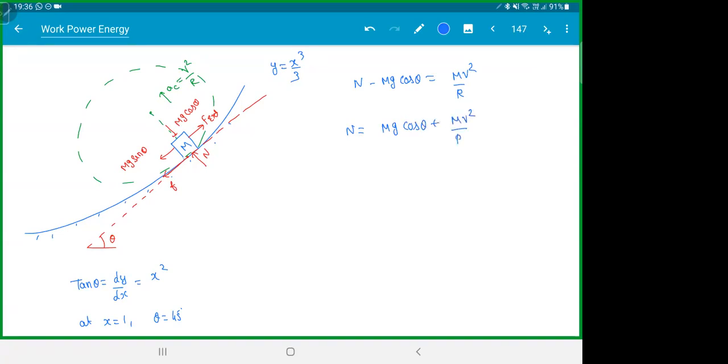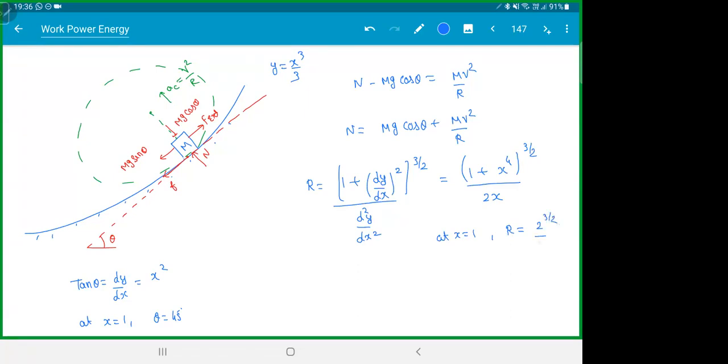V ka value, you know. What about r? R is the radius of curvature. We have to use (1 plus dy by dx whole square) to the power 3 by 2 over d square y by dx square, the mathematical formula for radius of curvature. Hope you remember this. If you substitute here, dy by dx will be x square, so x power 4, power 3 by 2, and this will be 2x. At x is equal to 1, radius would be 2 to the power of 3 by 2 by 2, which is 2 root 2. There, from here n has come.